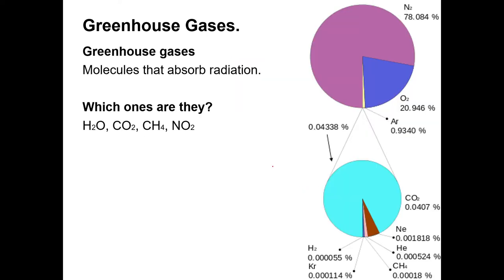So, which molecules are the greenhouse gases? H2O, water, is a greenhouse gas. CO2 is the big famous one. CH4, also known as methane. I better finish spelling this and not leave it as meth, I'll get in trouble. Methane, and then N2O, which is nitrous oxide, right? Yep, pretty sure. These are the big greenhouse gases, and they're not all created equal, right?